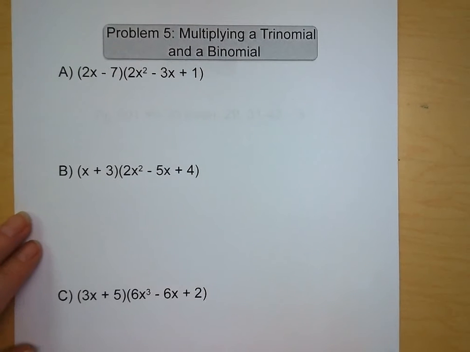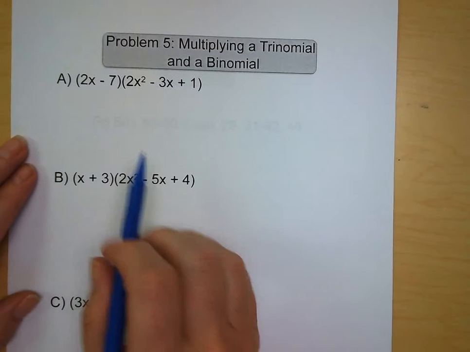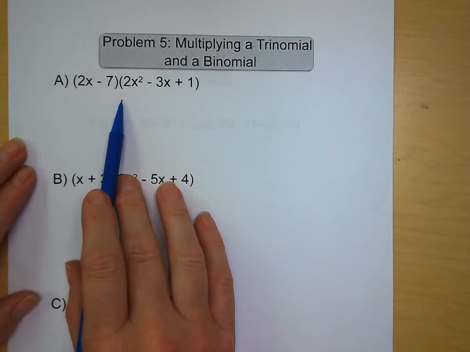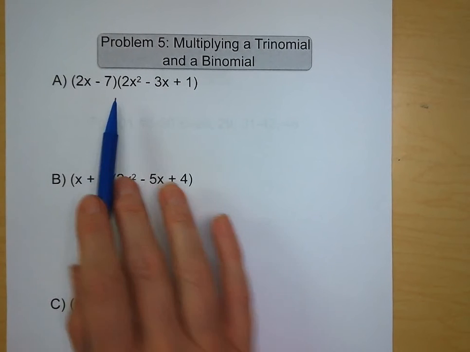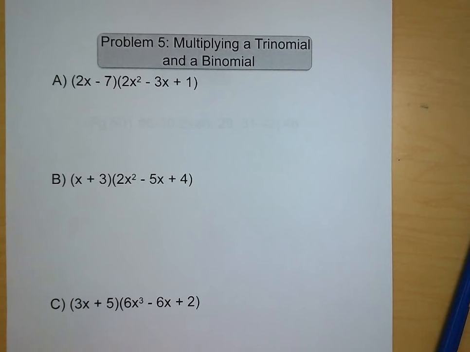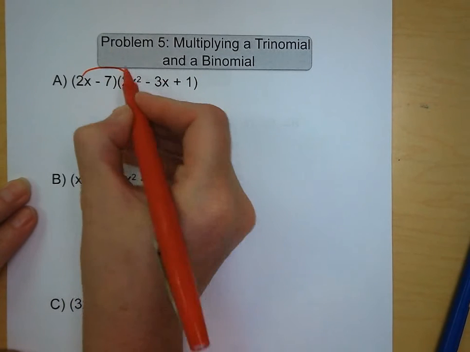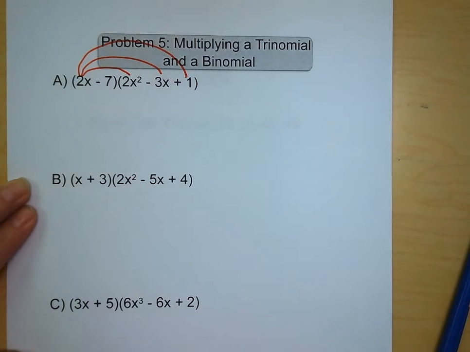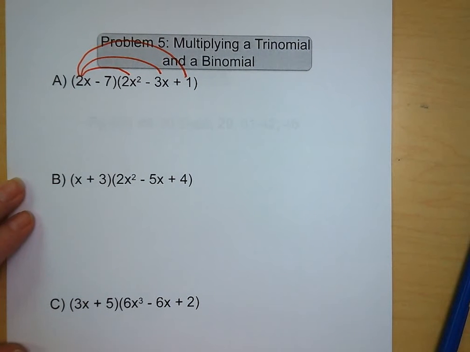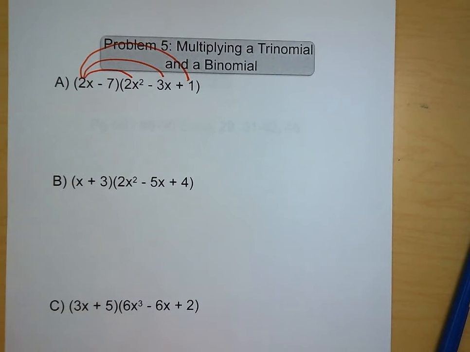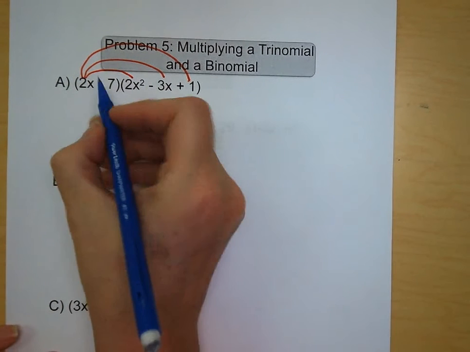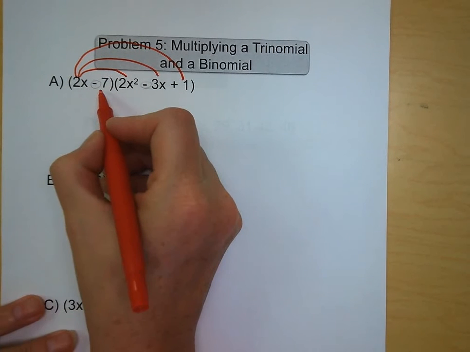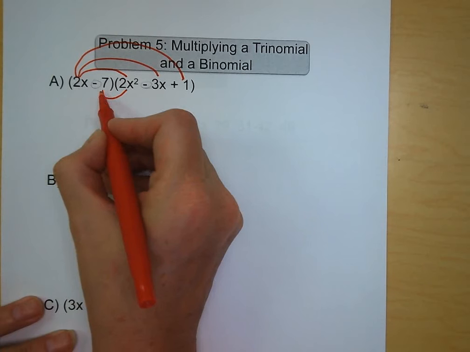Alright, problem number 5. We are looking at multiplying a trinomial and a binomial. So we've got our trinomial, and we're just going to distribute each one of these terms. We're going to distribute the 2x to each of the 3 terms in the trinomial. So here's a suggestion. Ms. Zierzo used a nice red marker there. You guys should do the same. Draw the rainbows to make sure you are distributing to every single term in the trinomial. And make sure that you are being very careful with these negative signs.